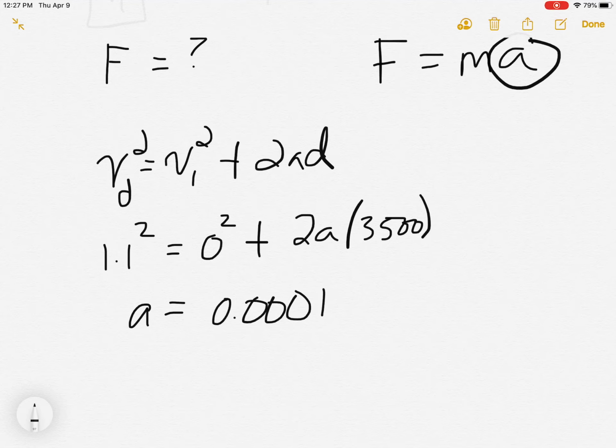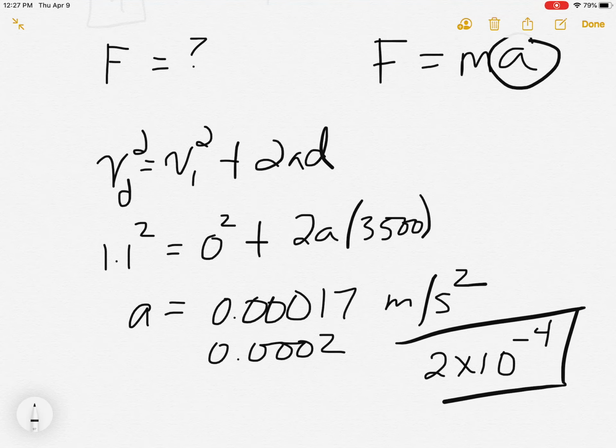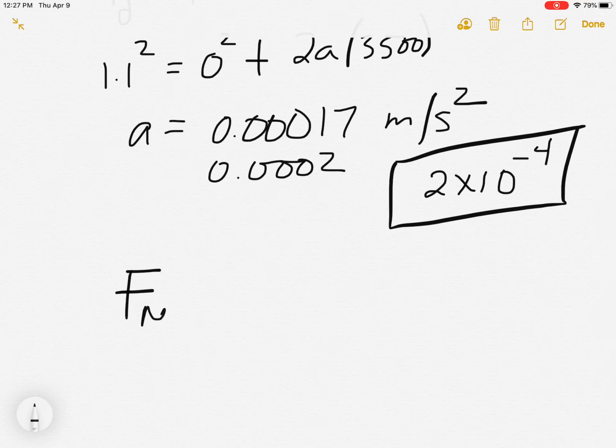You get 0.00017 meters per second squared. I rounded that off. You can even round that off if you want to this. Okay, and in scientific notation, that would be 2 times 10 to the negative 4. Don't forget, those two things are the same. But we'll keep it as that for now.